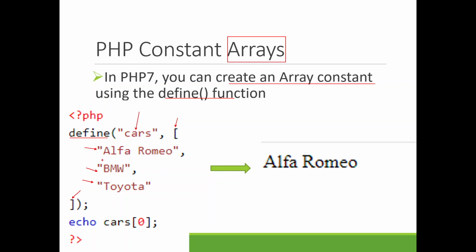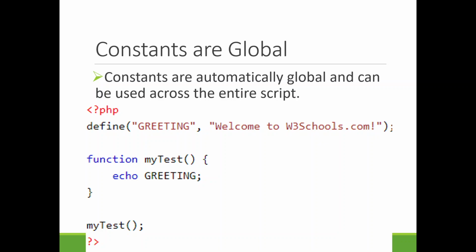So if we want to print the value of the first array constant, we do the name of the array and the position of the first value, which is normally 0. Then the second position is number 1, the third position is number 2, like that. So if we run this code, we're going to get the output Alfa Romeo, because it's going to print the first value in the constant array. So that is how we define a constant array.